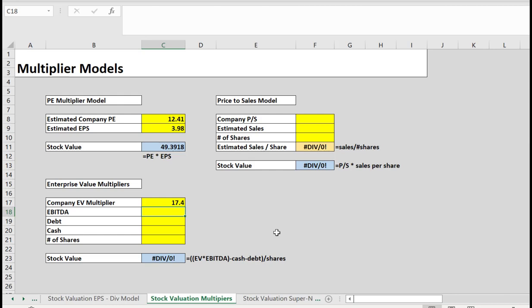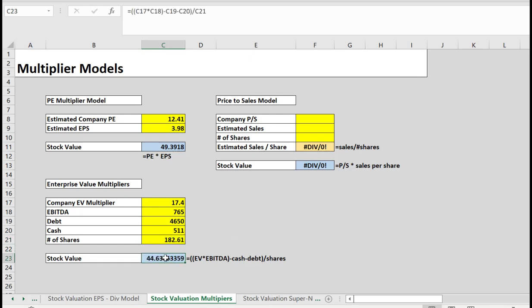The current EBITDA for the company, let's say it's $765. Let's say we have $4,650 in debt. We have $511 in cash. And our company has 182.61 shares. Now, this is all coming from an actual company.